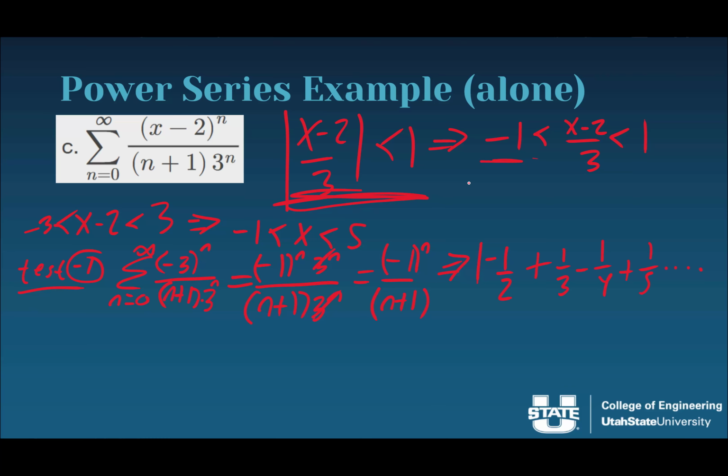So if it is an alternating harmonic series, what does that mean? It converges, which means what for our series? It converges at negative 1. So our new interval of convergence now, because of this, is going to be that. So that's the first test that you have to do.